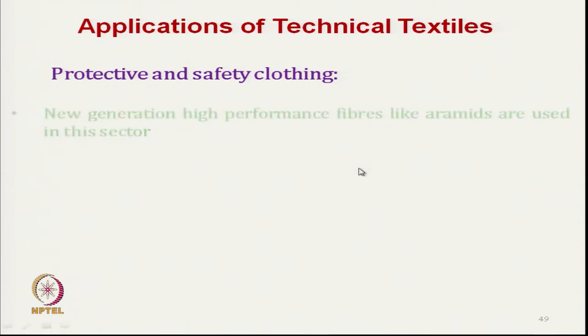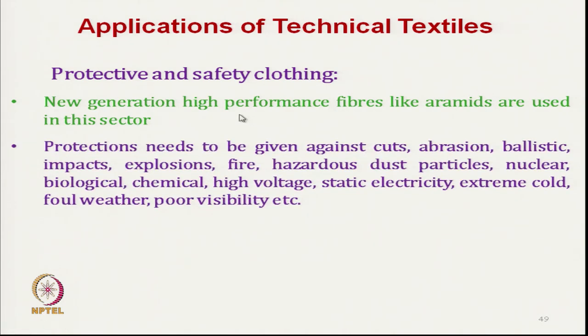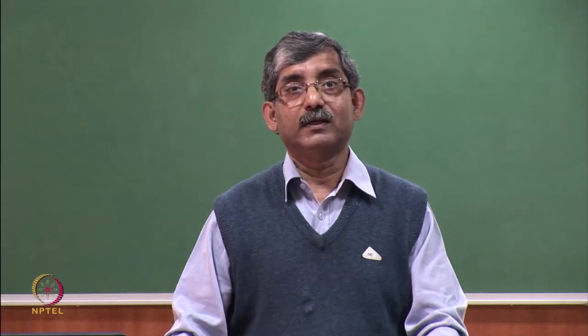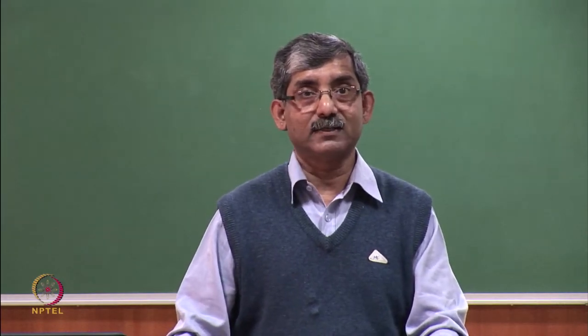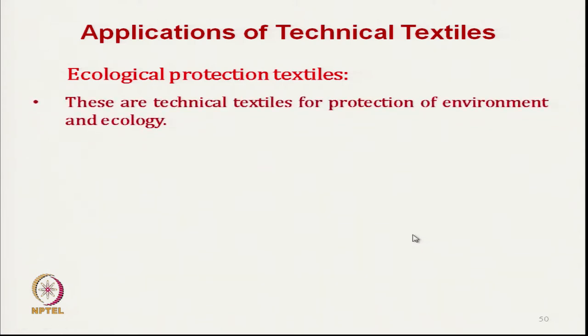In the protective and safety clothing area, new generation high performance fibers like aramid are used in this sector. So, they have various specific applications depending on the requirement. As I have already mentioned, like fire protection, ballistic protection, chemical protection. These are the different application areas, and sensitive instruments are protected. For that, we need electromagnetic shielding clothing to protect instruments, electronic gadgets.